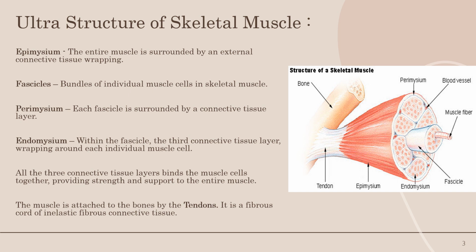All three connective tissue layers bind the muscle cells together, providing strength and support to the entire muscle. The muscle is attached to the bones by tendons. A tendon is a fibrous cord of inelastic fibrous connective tissue.